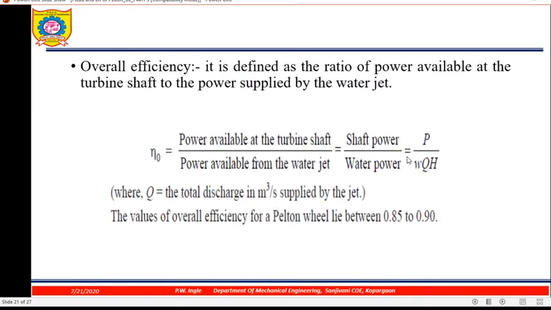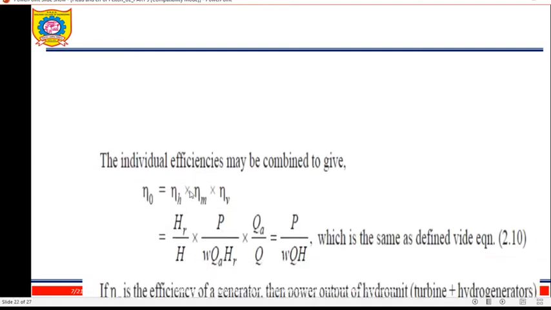Now overall efficiency is what? Shaft power upon water power. It is shaft power upon water power. Okay.